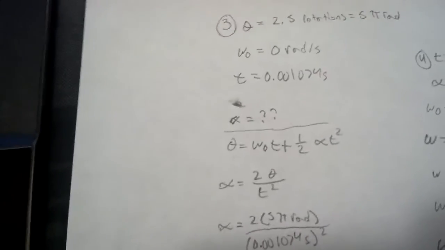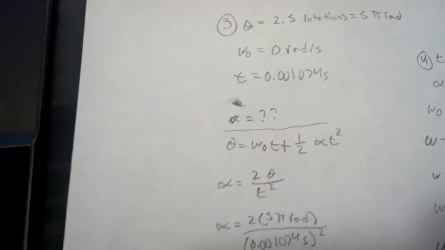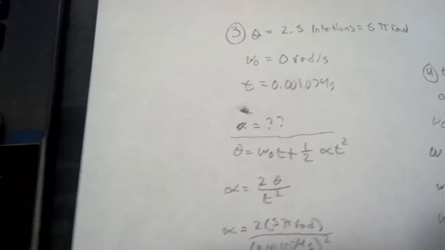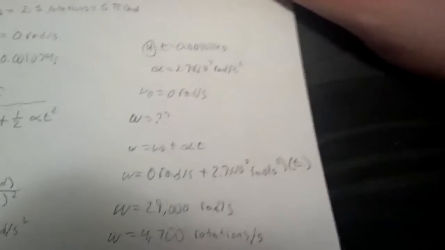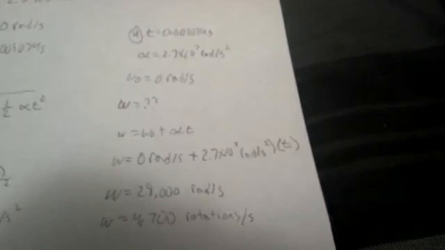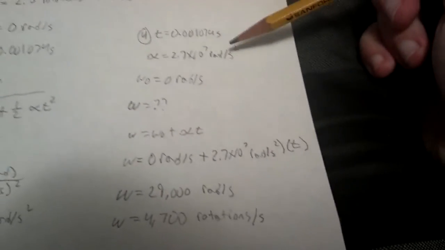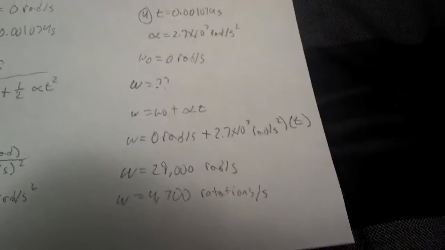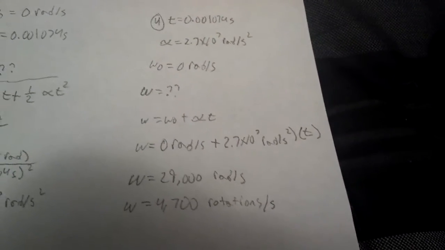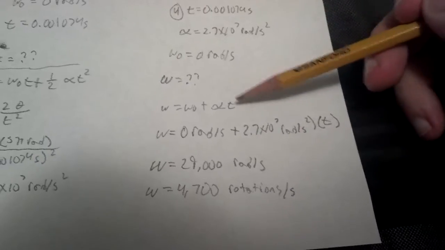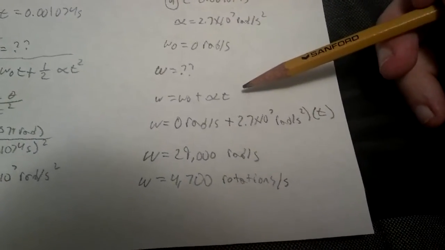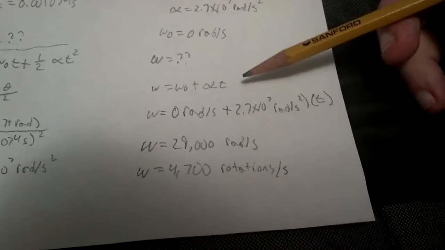And lastly, the problem asked us to find the final angular velocity in rotations per second. So in order to do this one, it's just like any of the steps above. I had to go off to the side here, ran out of room. You list your givens and what you're trying to find. And once you do that, it becomes a lot easier to select the formula you need. So I selected this one because we only had one unknown here.